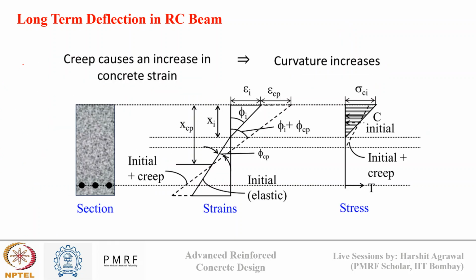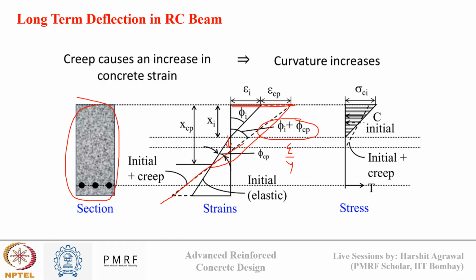Okay, so if we see how creep causes deflection in a reinforced concrete section, suppose we have a reinforced concrete section with bottom reinforcement. Due to creep, what happens? There is an increase in concrete strain from epsilon i to epsilon i plus epsilon cp. Due to this, the neutral axis depth moves downward, and the strain in steel at the bottom will also increase. As a result, the curvature, which is represented by epsilon times y, also increases from phi i to phi i plus phi cp. So this is the effect of creep.